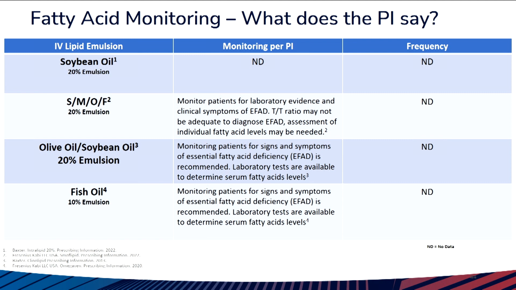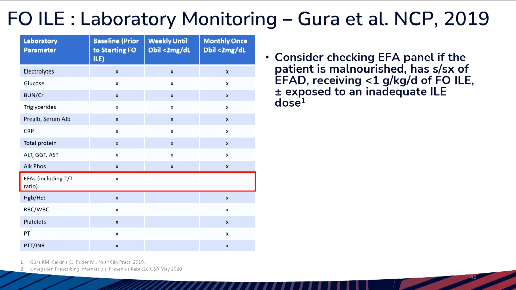And a TT ratio may not be adequate to diagnose EFAD. And so assessment of the individual fatty acid levels may be needed. So for the 4-oil emulsion, at least that's recommended, which is what we've talked about, that you can't just look at one thing. You have to look at the individual fatty acids too. But still, none of the PIs give any type of frequency or direction on how often we monitor these.